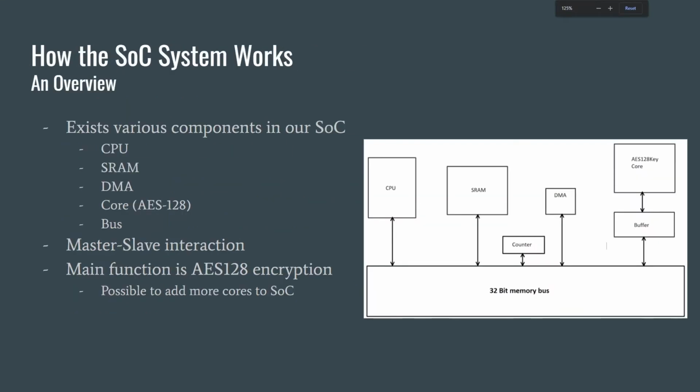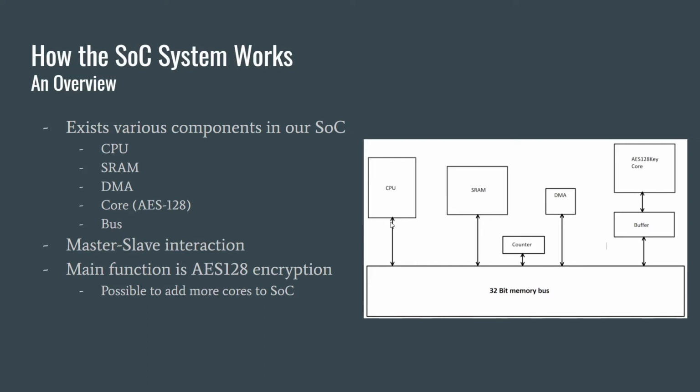So here's an overview of how our SoC system works. We are dealing with different components here in our SoC, which include our CPU, SRAM, DMA, our core, and a bus. You can see in the picture on the right, this is just a really high-level block diagram. Basically, we have all our components here: our CPU, SRAM. Forgot to mention counter. We have a counter as well. DMA, our buffer that we implemented, and our core.